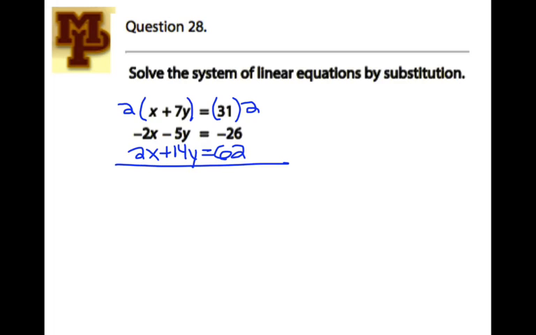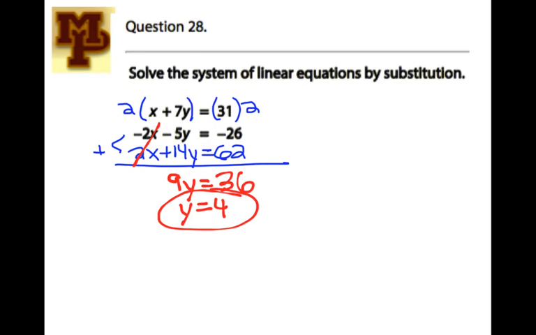And now I could add these two together, and I could see that the x's would eliminate because they're opposites, and then this would be 9y, and let's do this on the calculator, 62 and then minus 26, so that would be 36, so y equals 4.